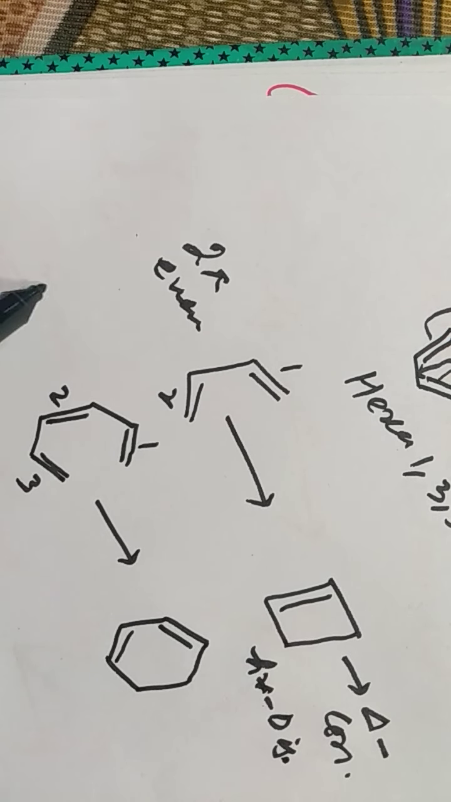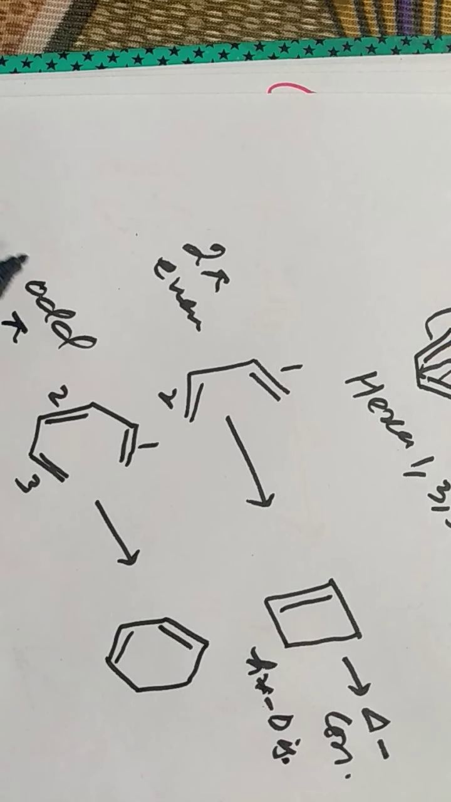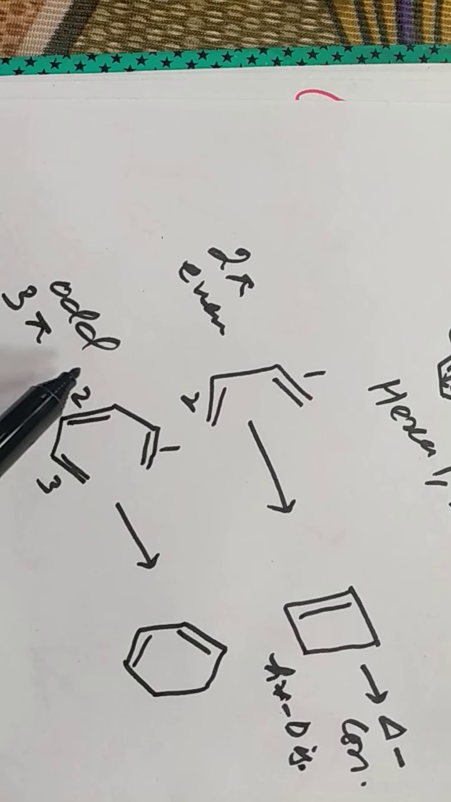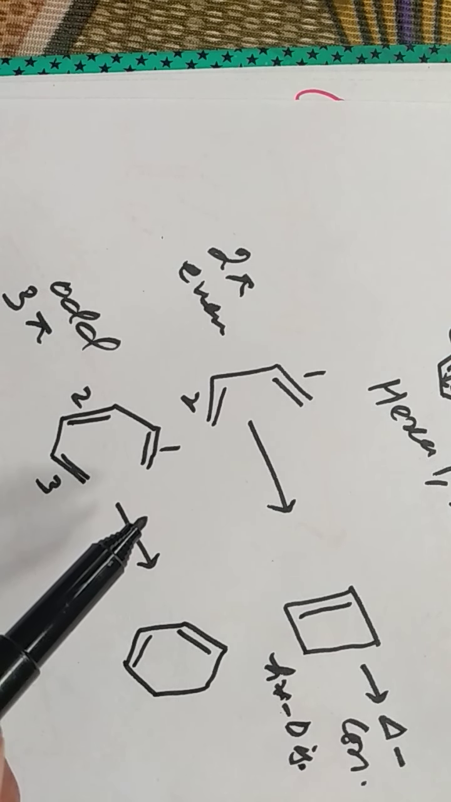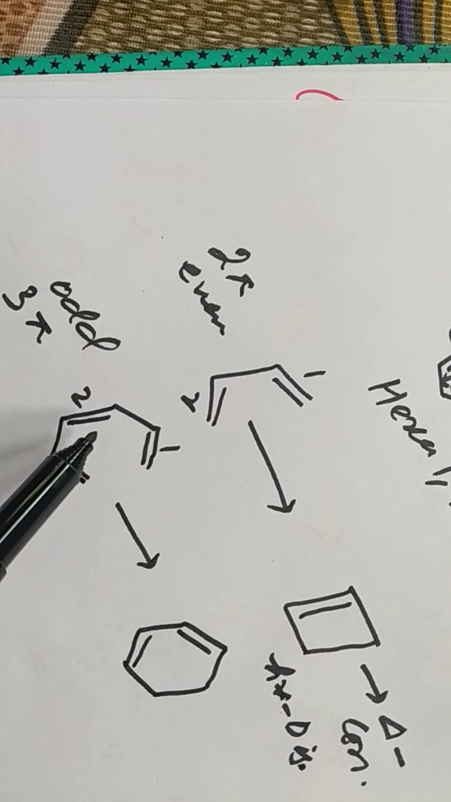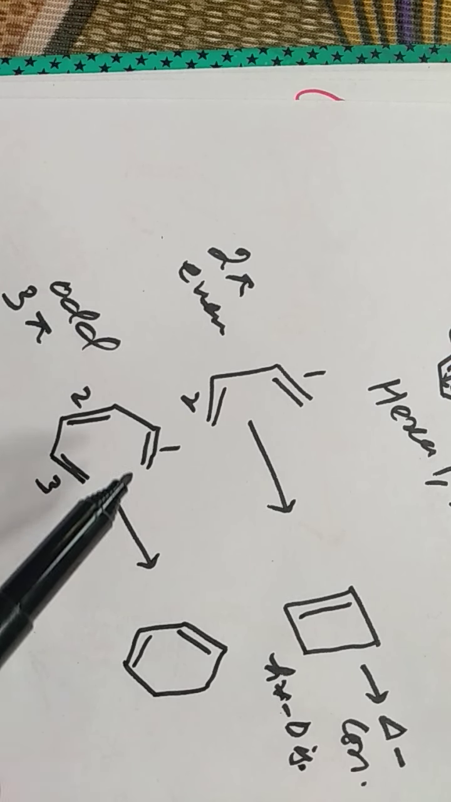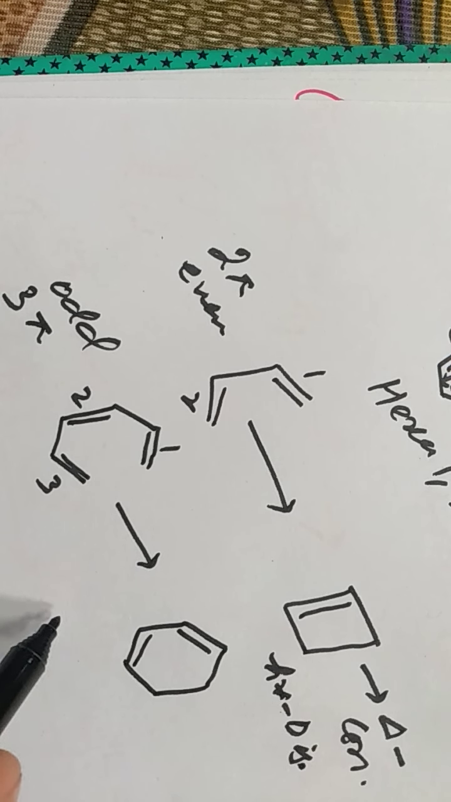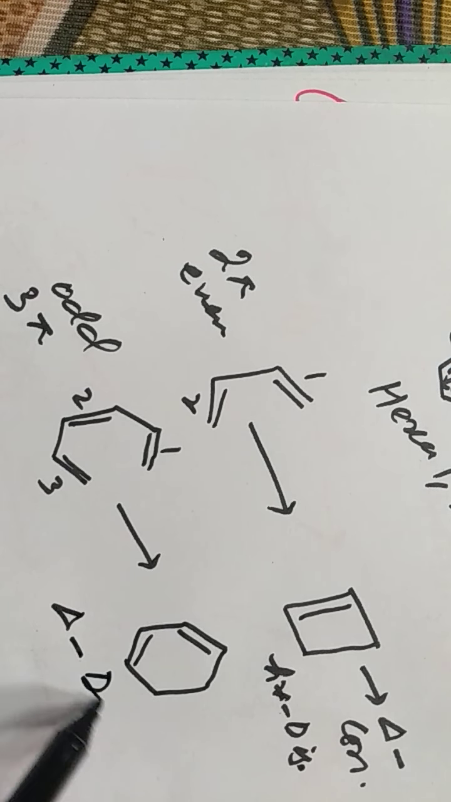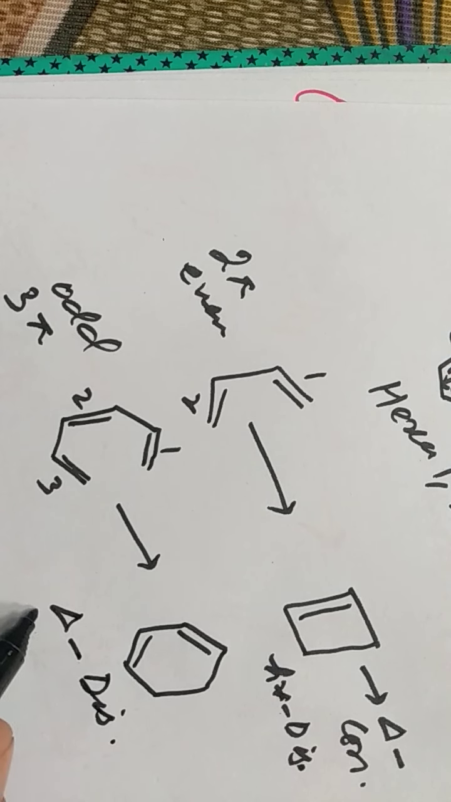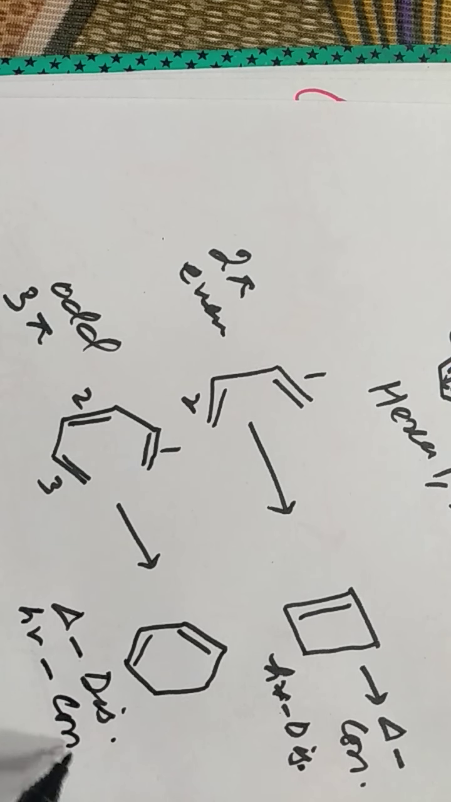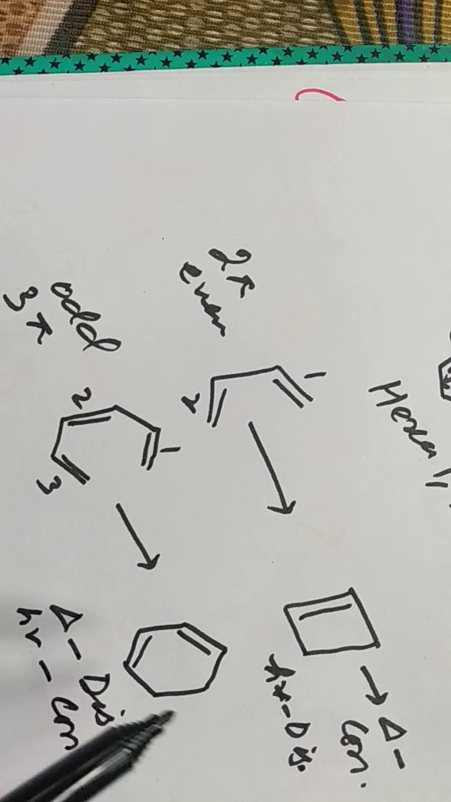Three pi bonds in this case means an odd number of pi bonds. So the Woodward-Hoffmann rule says that if there are an odd number of pi bonds, then the reaction is thermal disrotatory and photochemical conrotatory, right?